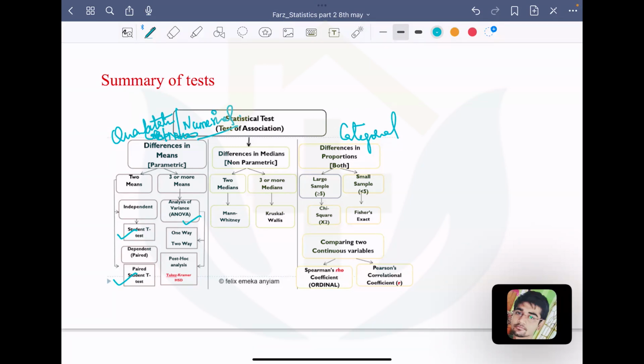But when you have a non-normal continuous distribution, you use these. When there are two medians, you can use the Mann-Whitney U test. When there are three or more medians, you use Kruskal-Wallis. And as I mentioned, you do chi-square when there is a category. All the cells should be more than 5. When any cell is less than 5, use Fisher's exact test. And comparing between two continuous variables.